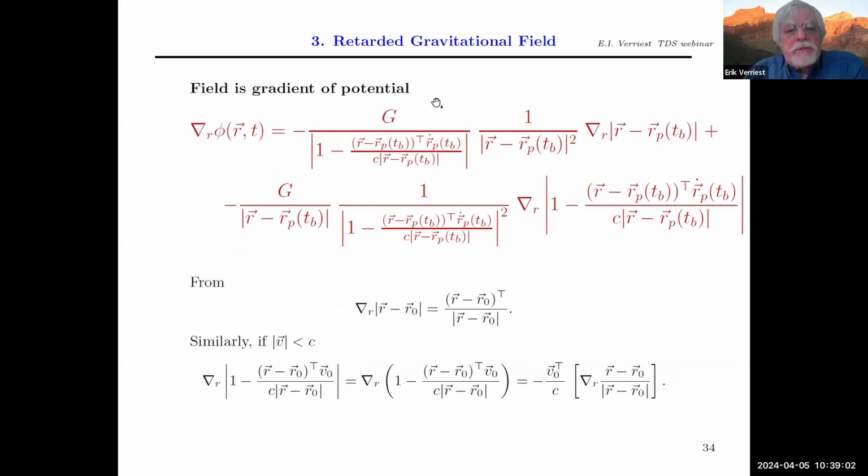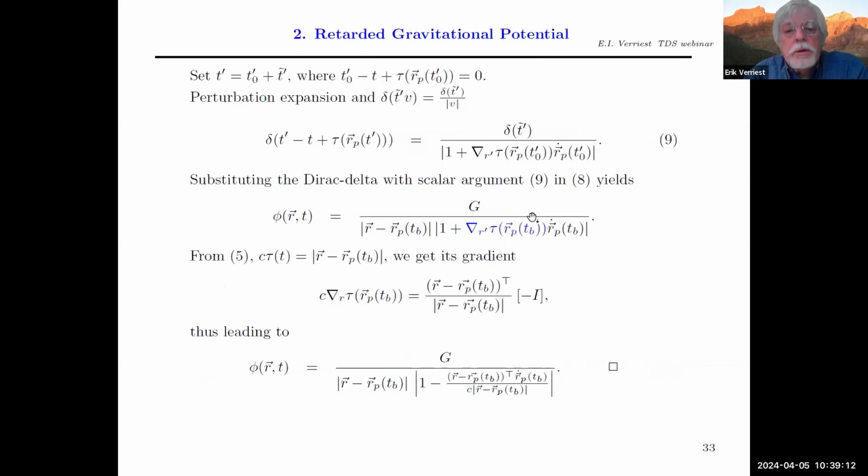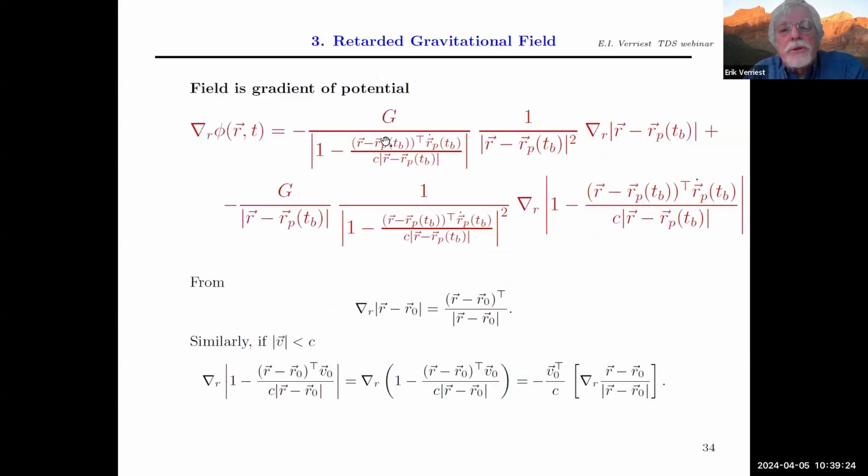And then once we have the potential, the gravitational field is the gradient of the potential. So now there will be two terms here. If I compute the gradient with respect to r, first I have this factor right here, and I have this factor right here. So it gives rise to the first term and the second term.